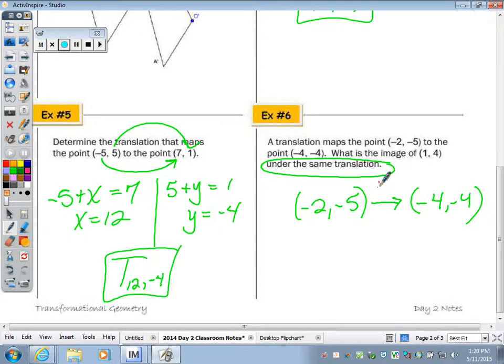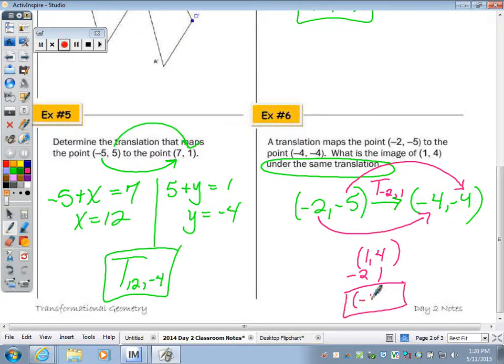Damien? -2 plus 1. So translation -2, 1. -2 minus 2 is -4. -5 plus 1 is -4. So now I'm going to take the point 1, 4 and subtract 2 and add 1, and we get what for our new coordinates? Final answer is -1, 5.